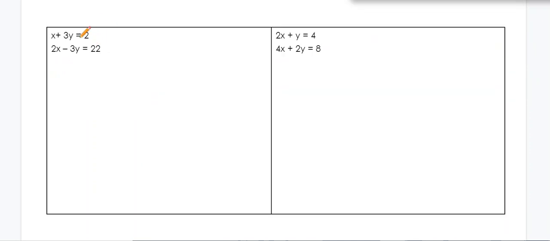Okay, so let's do another example. All right, so I have x plus 3y equals 2, and I have 2x minus 3y equals 22. Which one would be the easier one to solve for? Well, I would say this top one would be easier, and it would probably be easier to solve for x because there's no coefficient in front of the x. So all I have to do is get rid of this positive 3y. So I could do minus 3y to both sides, and then that would leave me with x equals negative 3y plus 2.